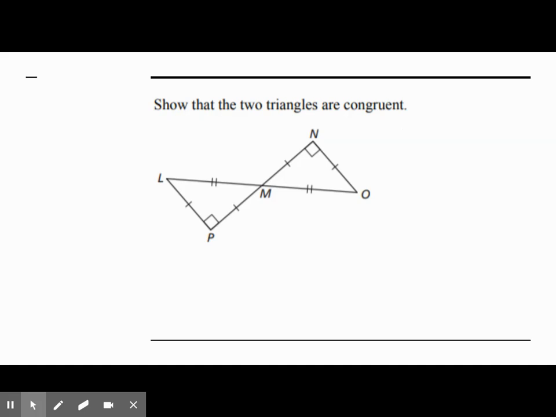I think Bailey had this, but I'm not sure if someone else had it. First thing you would need to say is that P and N are congruent because they're both right angles, so they're both 90 degrees. Then you would need to say that angle LMP, this angle here, is congruent to angle NMO, this angle, by vertical angle theorem, which a lot of people had. And then once you say that these two angles are congruent, you can say that L and O are congruent because of third angle theorem.